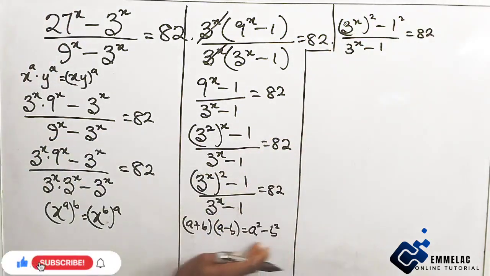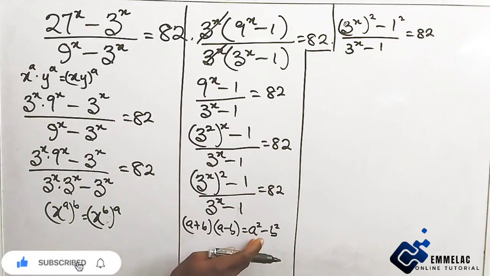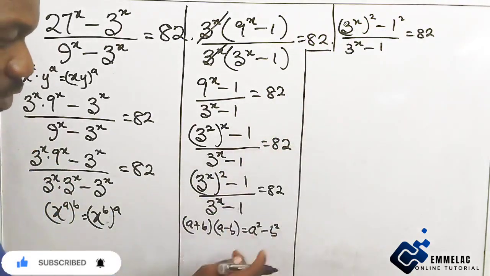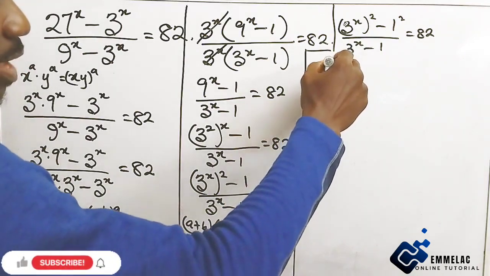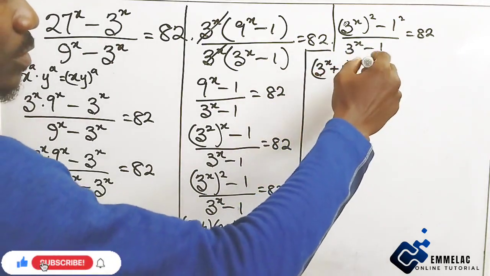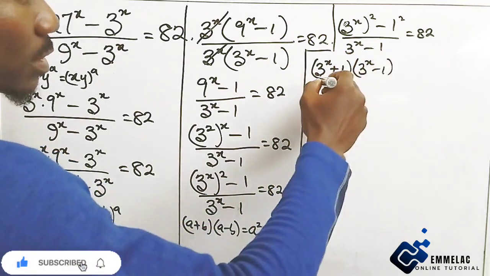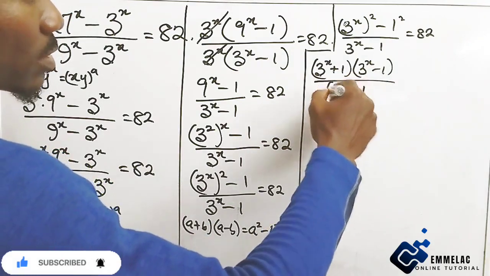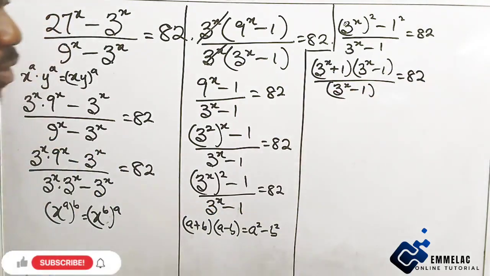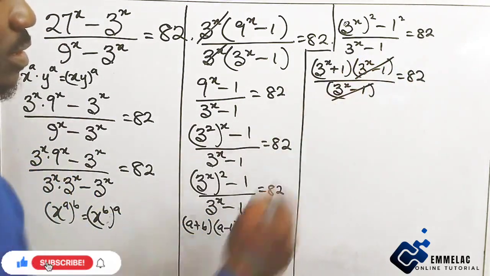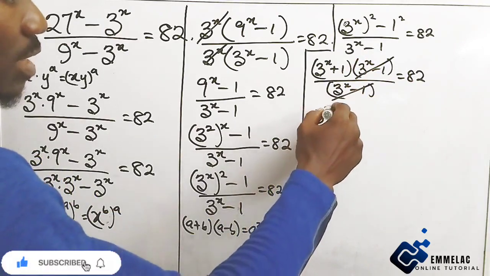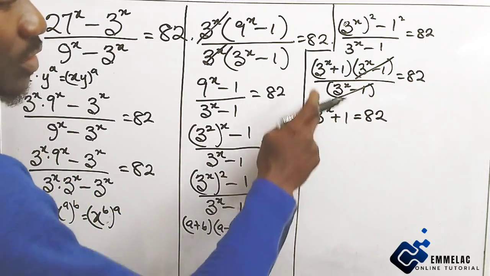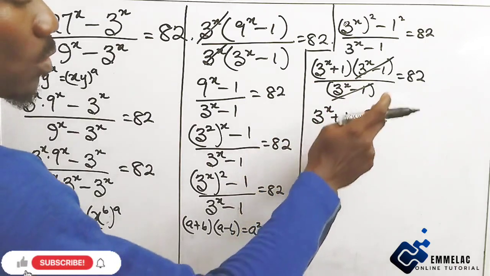Now let us implement this rule here. Since a and b are represented by 3 raised to the power of x and 1 respectively, here we can say this is 3 raised to the power of x plus 1 into 3 raised to the power of x minus 1, then all over 3 raised to the power of x minus 1, equals 82. Here we can now eliminate, so we are left with 3 raised to the power of x plus 1 equals 82.